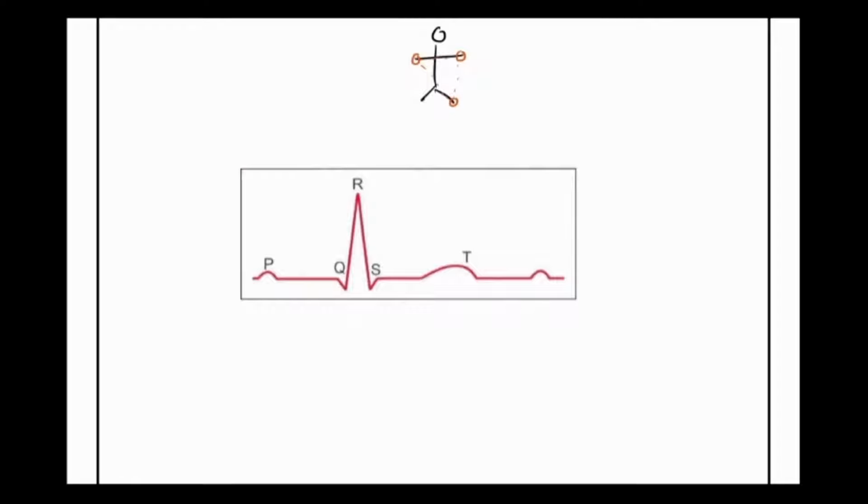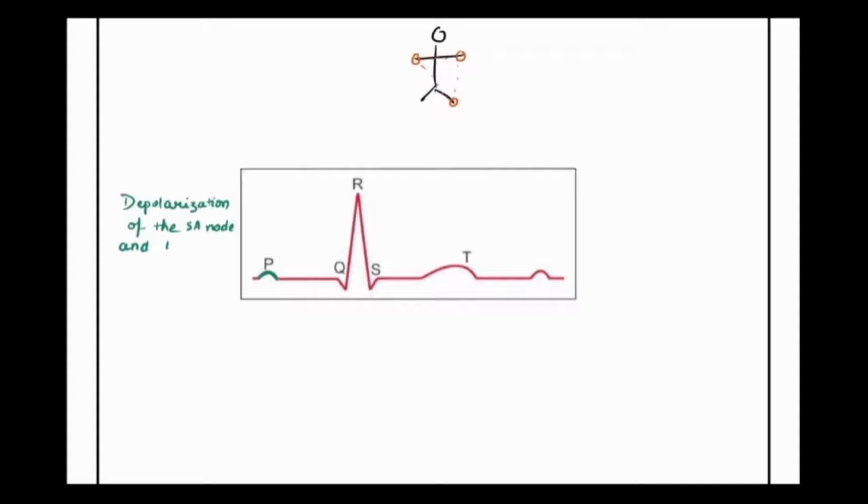Now, we are going to discuss all the waves, and we are also going to relate to the different activities that are going on inside the heart, relating to each of the waves. So starting off with the P wave. This is the P wave. The P wave is basically nothing but the depolarization of the SA node.